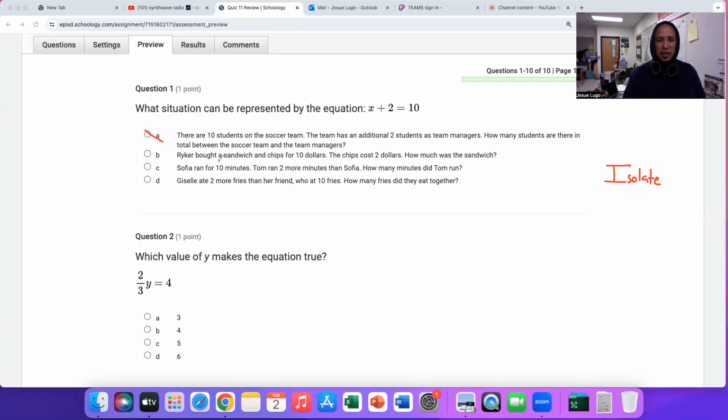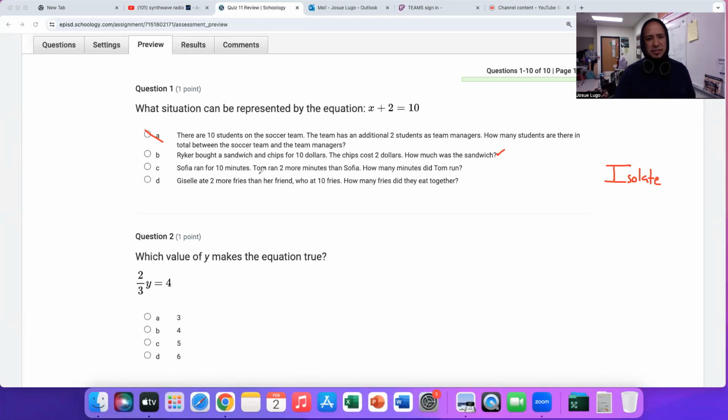Next one. Riker bought a sandwich and chips for $10. The chips cost $2. How much was the sandwich? Okay, so he bought them both for $10. The chips are $2. So obviously I have to combine the sandwich and the chips. So that seems to make sense because this could be the chips and this could be the sandwich, and together they give me 10. Okay, so I'm going to put a check mark. That seems to make sense. Let us continue.